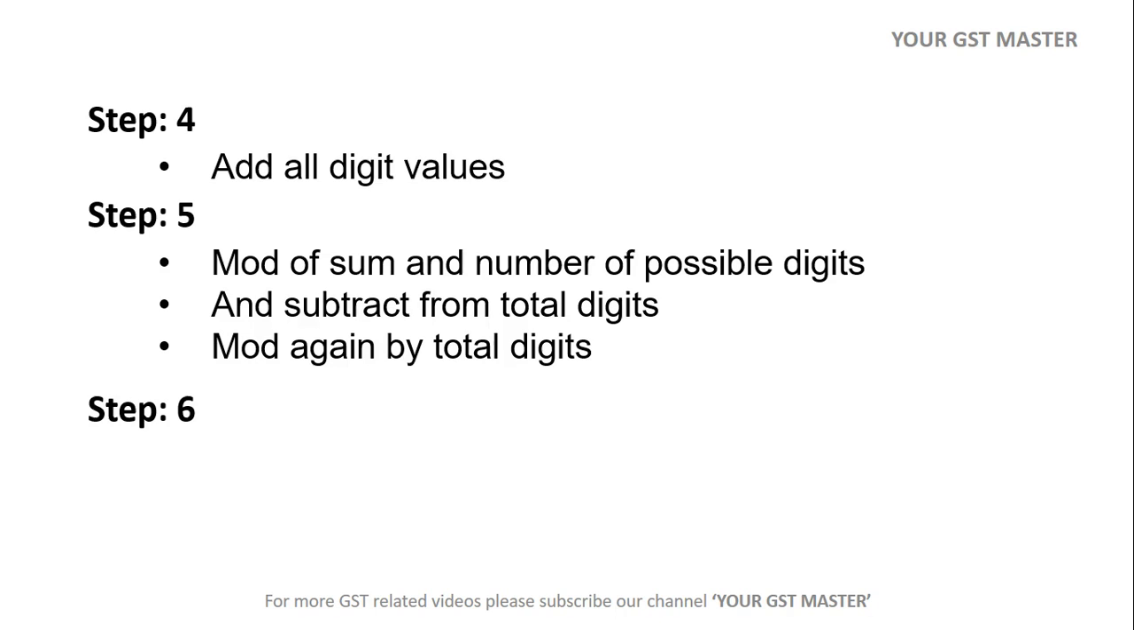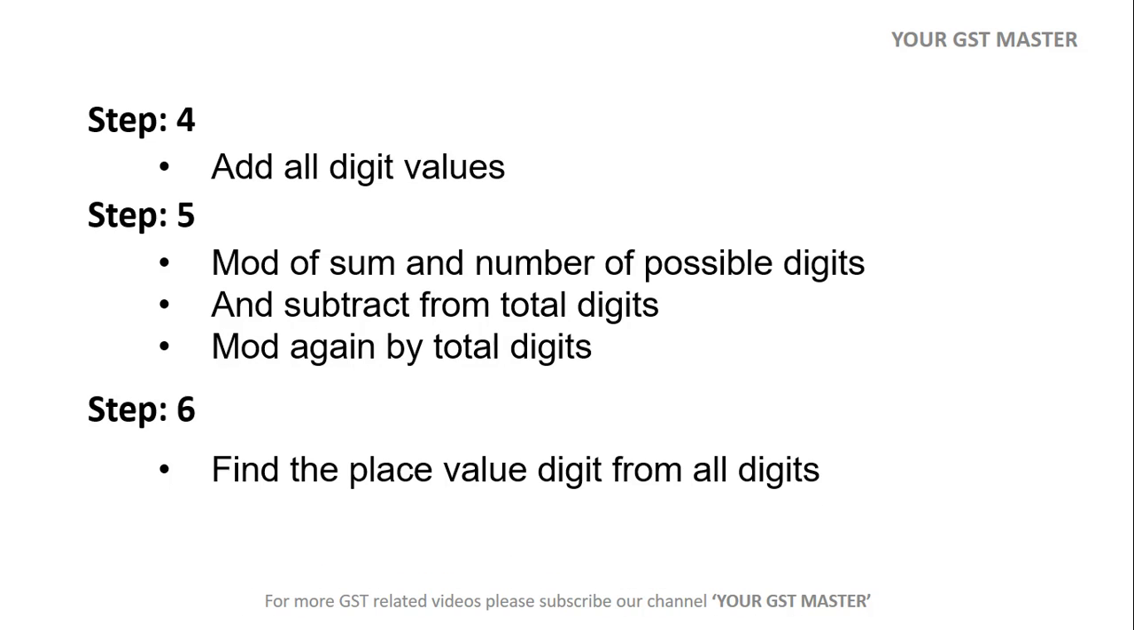Step 6. The answer of step 5 is the place value of the entire possible digits in the GSTN, and find the checksum value from it.